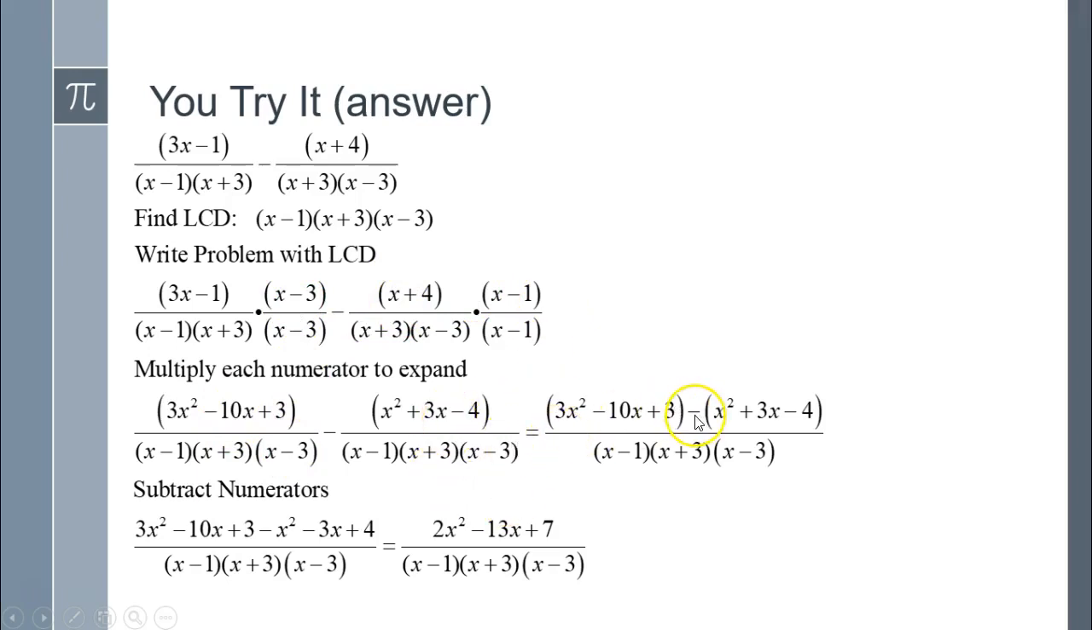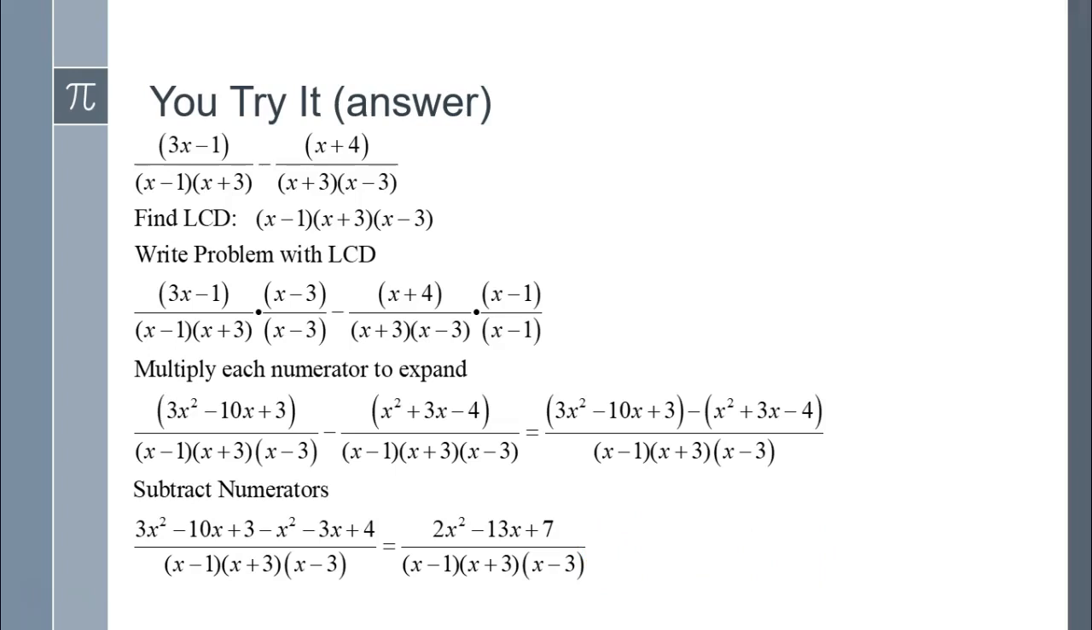Now I do my subtraction. You're going to change each of these signs. You can see I did that here. Now I group like terms. I get 2x squared minus 13x plus 7, which I actually don't know if I tried to factor that one. I don't think any of these came out of it, but you could check that. That may simplify, but I don't think it does.